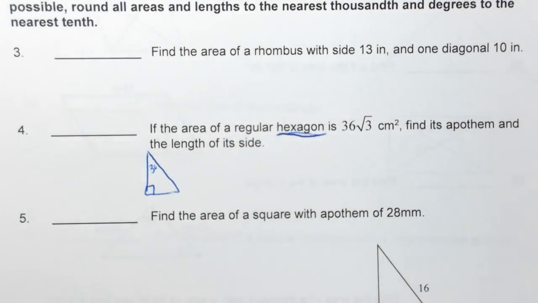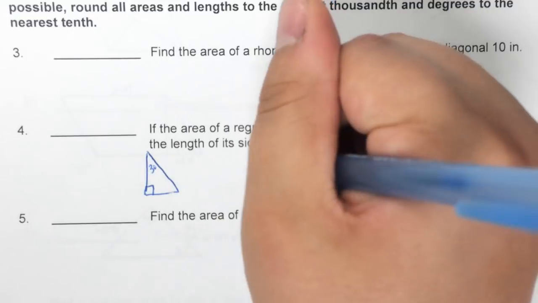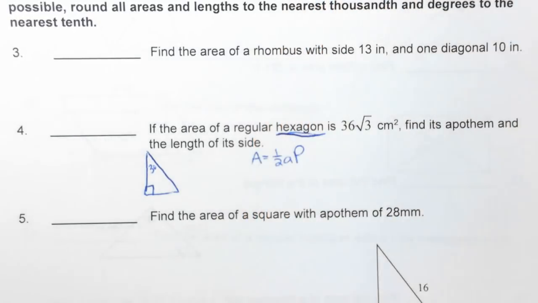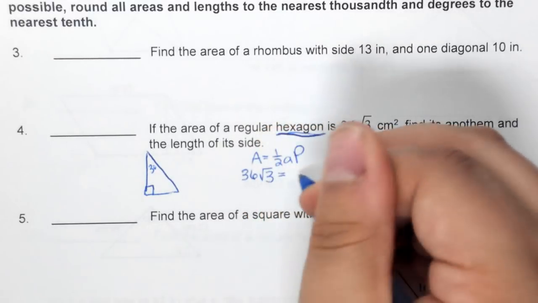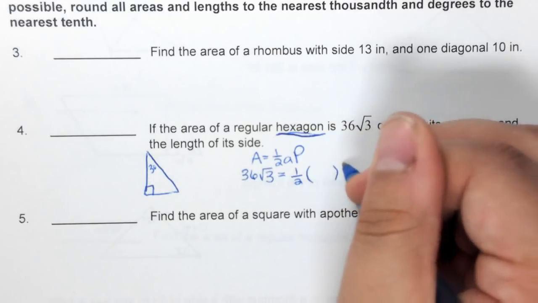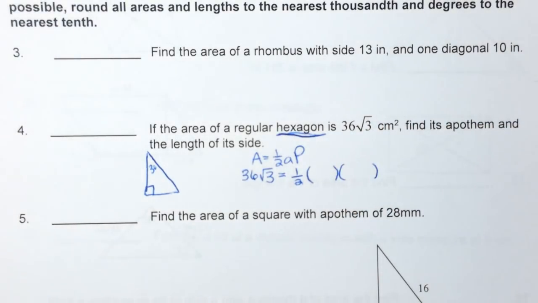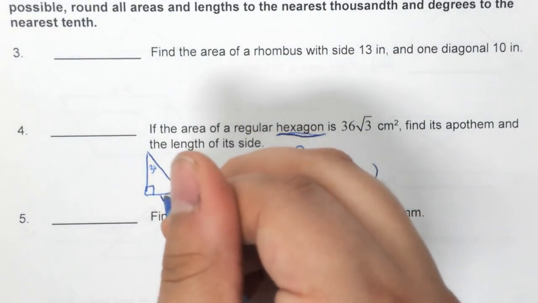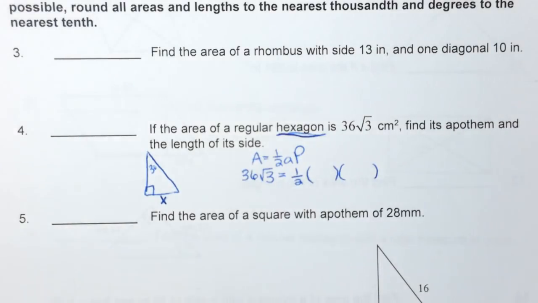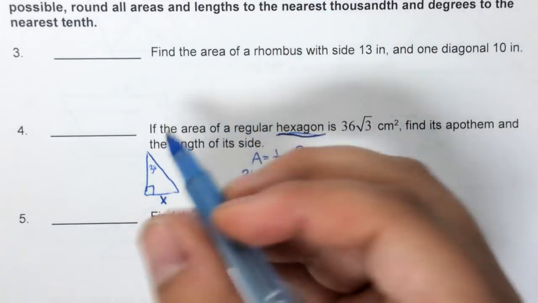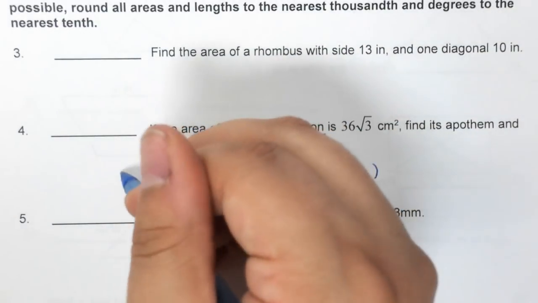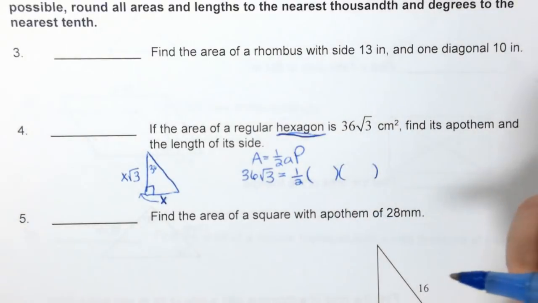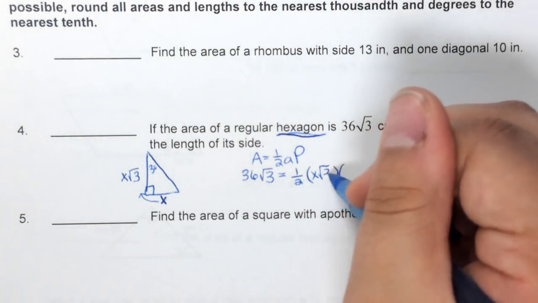Now, area equals 1/2 AP is my formula. This time it gave me the area. 36 square root of 3 equals 1/2. I don't have my apothem or my perimeter. But what do we always call across from the 30? X. It's always going to be across from the 30. How do I find my apothem? No, around the 90. X square roots of 3. So my apothem is x square roots of 3.